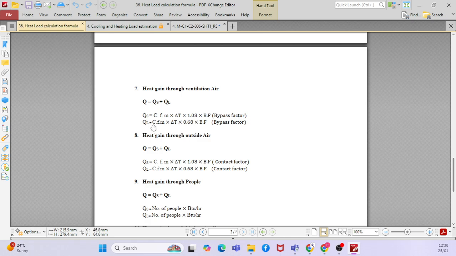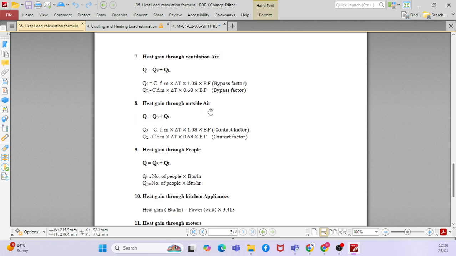CFM, whatever you calculate based on the fresh air requirement for this particular space, what is the fresh air? Based on that, as per ASHRAE 62.1, you will calculate CFM. Then you can multiply by either the temperature difference for the sensible heat or the moisture difference for the latent heat. You can apply this equation and you will find heat gain through the ventilation air. Then heat gain through the outside air: same equation. What is the outside airflow? You can calculate and then apply this equation.